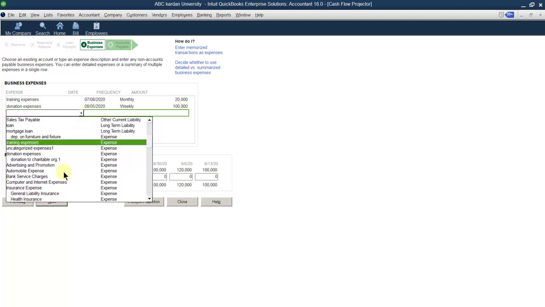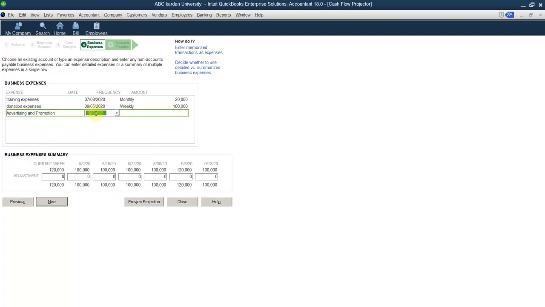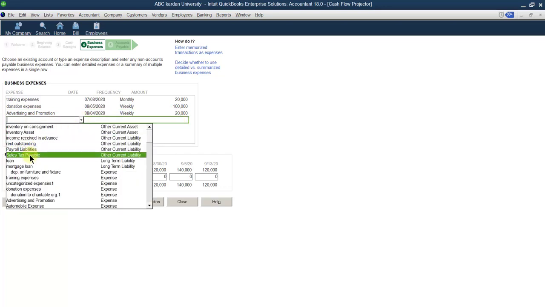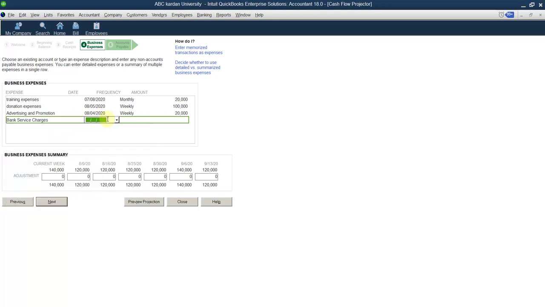Inflow is equal to 1 lakh. Let us select another expense, for example, advertisement and promotion. Select a particular date. Okay, how you pay this one? I am going to pay this one on weekly basis. How much is the amount? Amount will be 20,000. Select another expense as well. For example, let us say we want to pay bank service charge. Select a particular date here. Let us say this date. And how you pay this one? For example, I am going to pay on bi-weekly basis. How much is the amount? Let us say amount is 30,000, right?